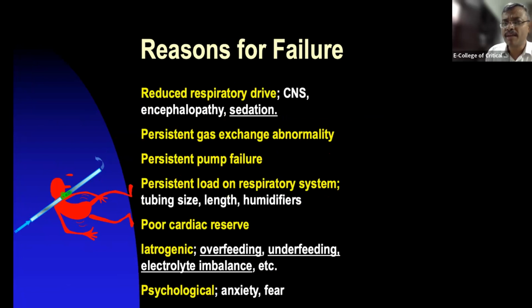I told you, look at the brain first. Are you giving more sedation? Is the patient sleeping more? Are there any CNS pathology, stroke, ICH, or encephalopathy, delirium? Those patients may also have renal failure. You have to look at the condition, why that problem is there. Persistent gas exchange abnormality, V/Q mismatch. Is there any pneumonia?